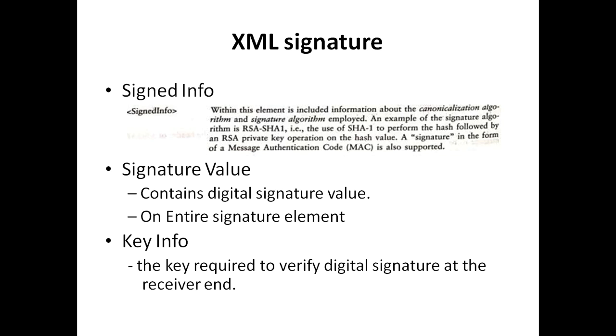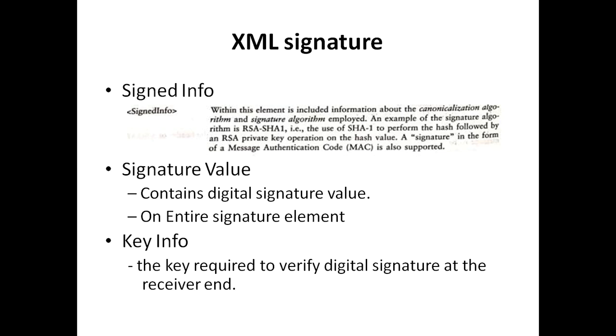Signed info is the first element which we'll be using in this XML signature part. Within this element is included information about the canonicalization algorithm and signature algorithm employed. An example of a signature algorithm is RSA-SHA1, that is, use of SHA1 to perform the hash followed by an RSA private key operation on the hash value. A signature in the form of a message authentication code is also supported.